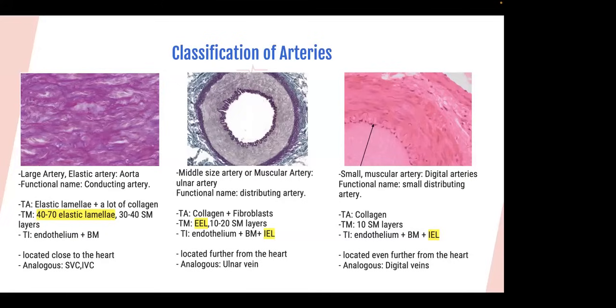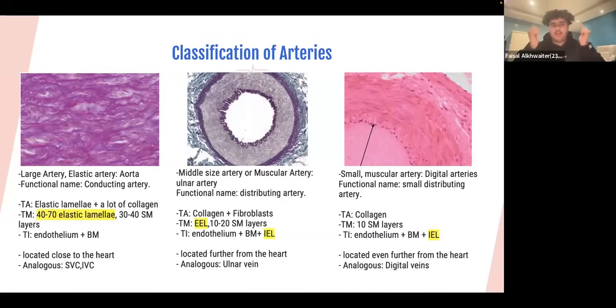Yeah, sure. So you've got the large vessels, which are the aorta. They're very elastic, and they have 30 to 40 layers of muscle, and they're usually close to the heart, and they're analogous to the superior vena cava and inferior vena cava.